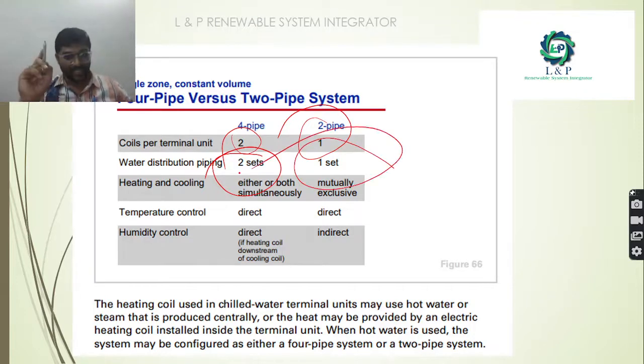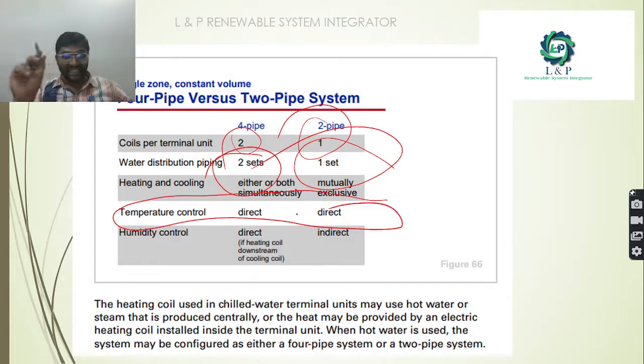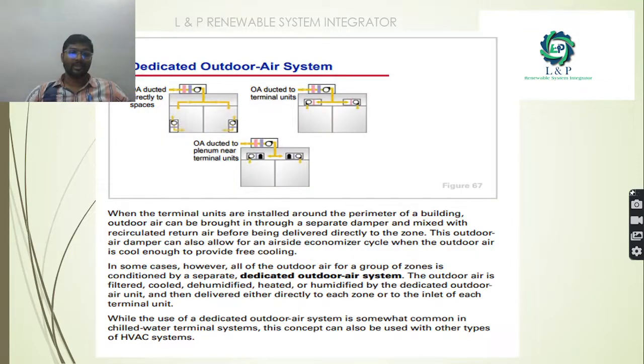Most importantly, in the 4 pipe system and also in the 2 pipe system, we will be doing temperature control directly. For heating and cooling purposes, in the 4 pipe system, either or both simultaneously can be used, and for the 2 pipe system, they are mutually exclusive. If you are planning for humidity control in the 4 pipe system, you can do it directly, but in the case of 2 pipe, you can only do it indirectly. So these are simple examples of the dedicated outdoor air system.